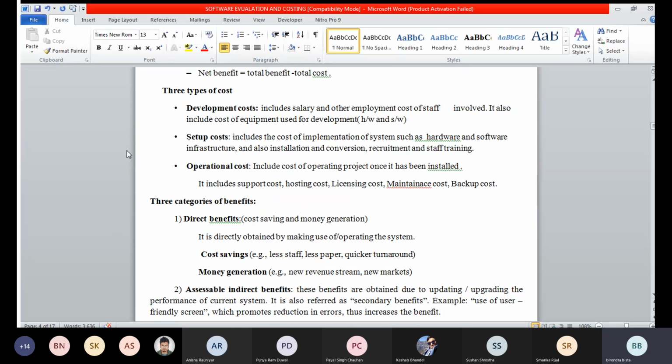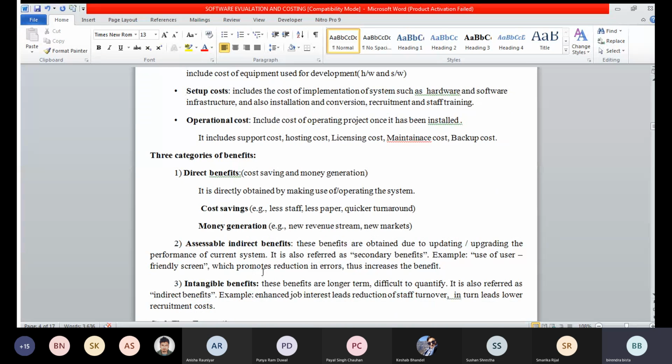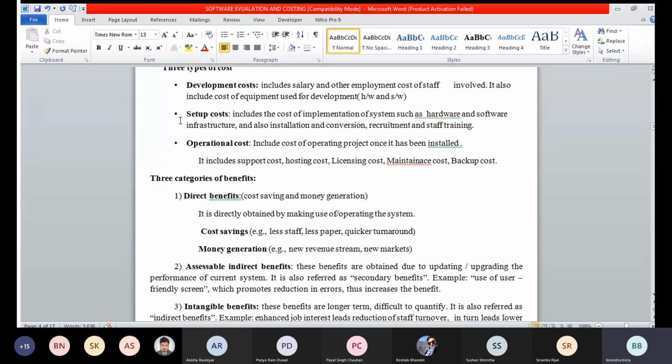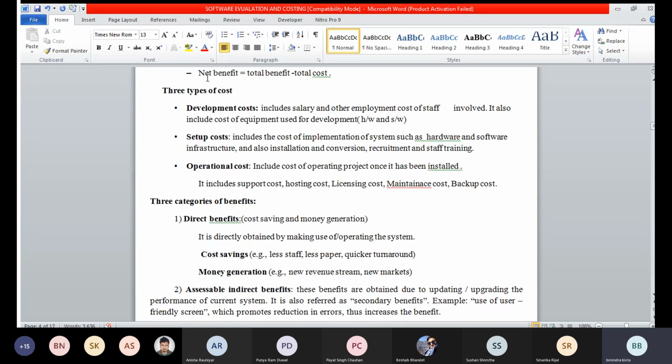3 types of cost to start: development cost, setup cost, operation cost, and 3 categories of benefit: direct benefit, the benefit that I am going to get in terms of money, and accessible indirect benefit. I mentioned that if the lifestyle of the people is upgraded, if the people become more healthy, those are the accessible indirect benefits. And there is intangible benefit as well.